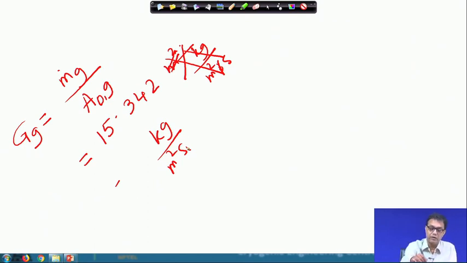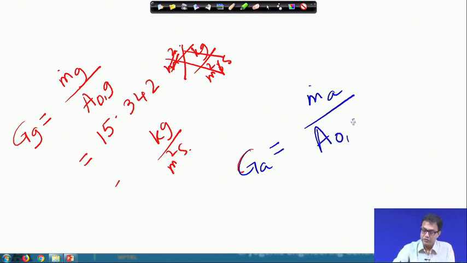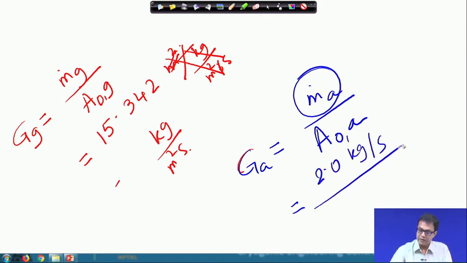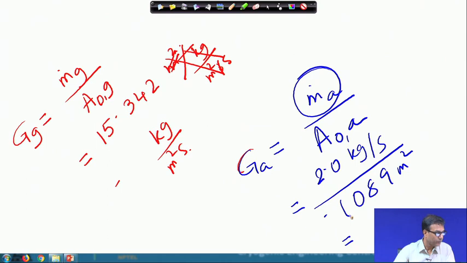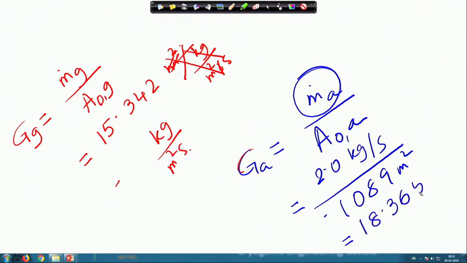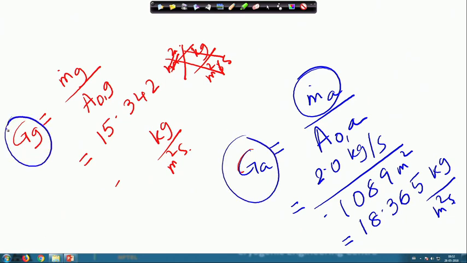Similarly, we can calculate the mass velocity for air, which comes out as m dot divided by A0. Both the parameters are known already. The mass flow rate is 2 kg per second and the area is 0.1089 meter square. That gives you 18.365 kg per meter square second. So, these are the mass velocities of air and the gas side.